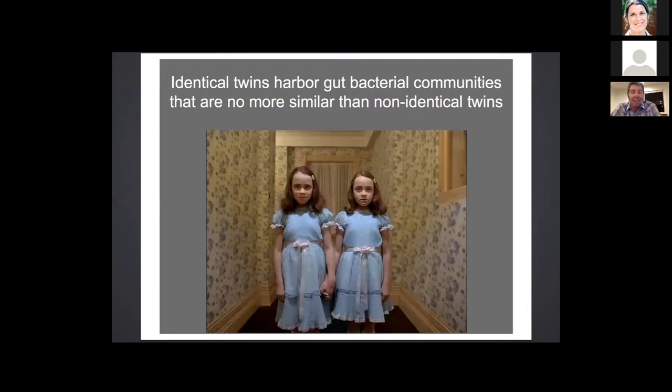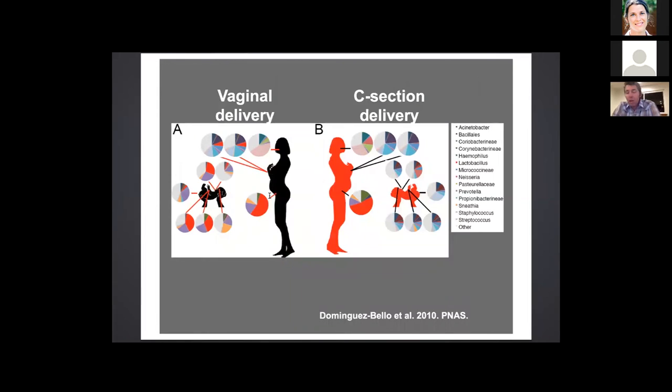One thing we do know is it's not as simple as just genetics explains this. There have been a number of studies that have shown that identical twins harbor gut bacterial communities that are no more similar than non-identical twins. And this seems to be true also to some degree with skin bacterial communities. So there may be some genetic component of specific bacteria found in your gut or in your skin or in your mouth. But in general, you can't just look at someone's genome or know their genetic relatedness to someone else and figure out what types of bacteria they're going to have on their skin or in their gut. Lots of other factors could be influencing this.